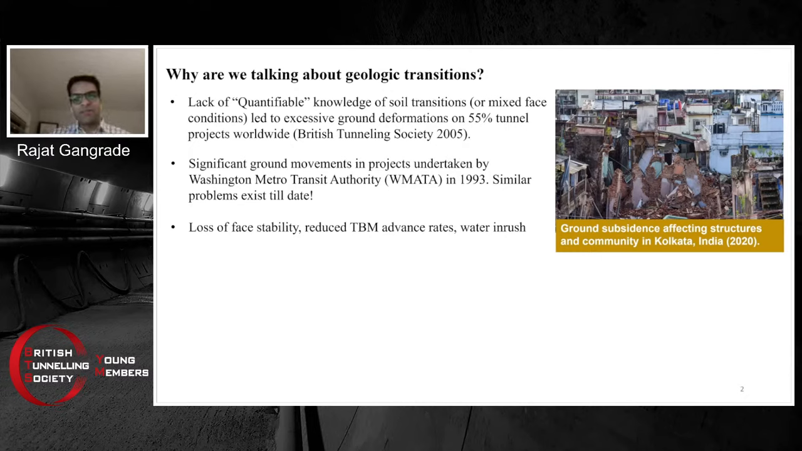So loss of phase stability, obviously, led to ground subsidence, reduced TBM advance rates, and water inrush. Difference in the rate of cutter tool wear are some of the other issues that are experienced when it comes to geologic transitions.